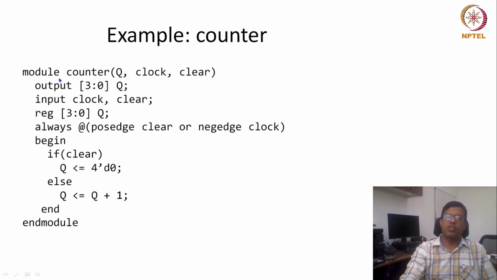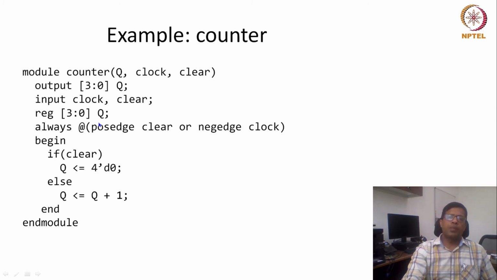First we have to define the module, and then we say the output is Q, and we define the input also. During the definition of the module we are not specifying how many bits, but when we specify the output port or input port, we explicitly say how many bits there are. Now since Q is the output, and because it is also written in an always block, we have to define it as a reg type.